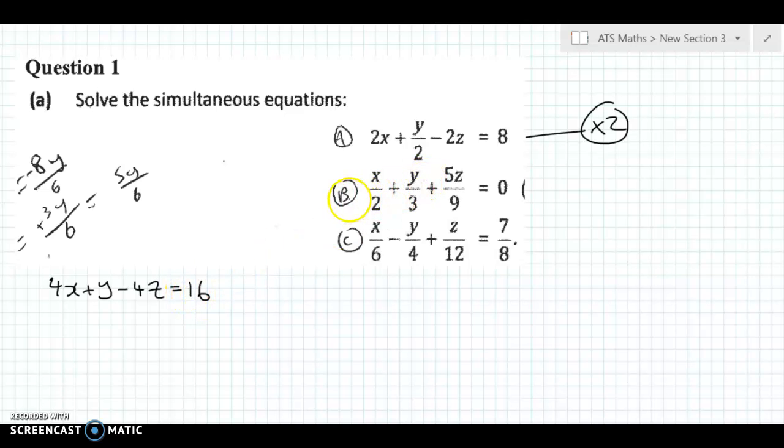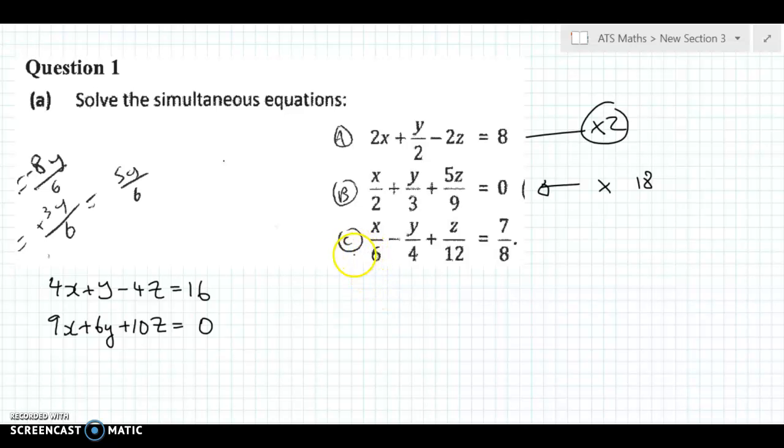Now in equation B here, we don't like the 2, the 3 and the 9, so if we multiply everything by 18 it'll get rid of all those. So 18 multiplied by x over 2, 18 over 2 will give us 9x, right? So we'll have 9x, and then 18 over 3, which will give us 6y. And then 18 over 9, which is 2, times 5, which gives us 10z equals 0 times 18, which is 0.